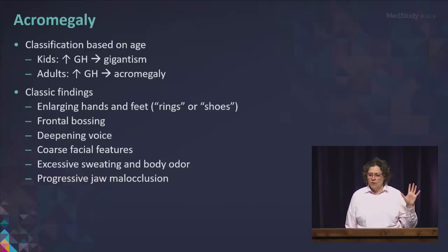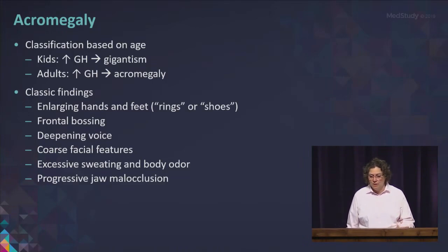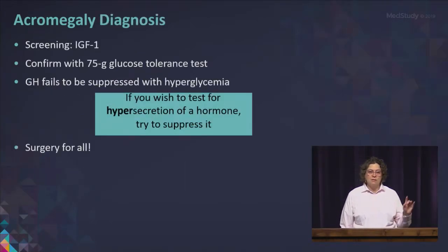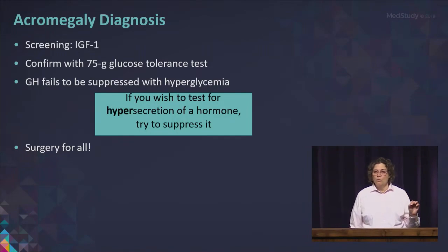Classic findings: enlarging hands and feet, frontal bossing, deepening voice, coarse facial features, excessive sweating and body odor, and jaw malocclusion. Screening test, best test is always an IGF-1 level. You'll confirm it with dynamic testing, where we'll use a 75-gram oral glucose tolerance test. Growth hormone fails to be suppressed with the hyperglycemia.